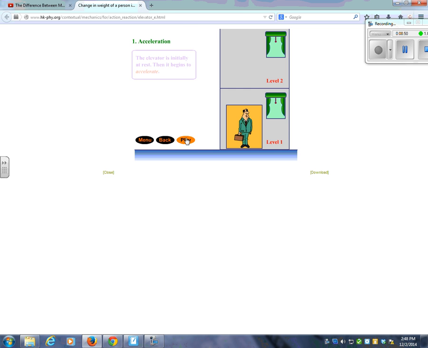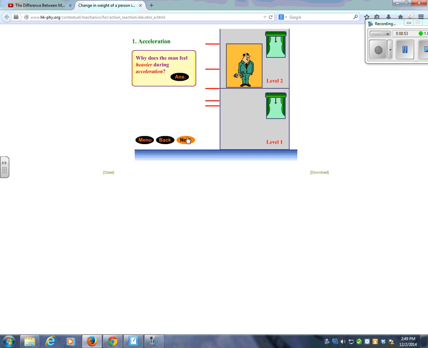The elevator is now accelerating, so he feels heavier. Why does he feel heavier during acceleration?